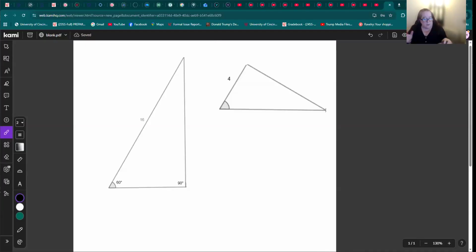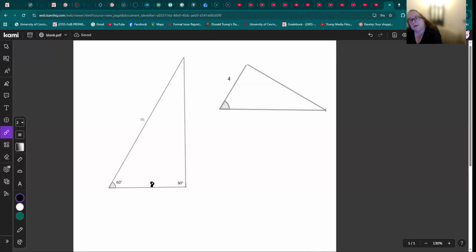Okay, so I have my 30, 60, 90 triangles moved over to where I can draw. We're going to start with what we know. So in the original one where I drew the bisector, I have my hypotenuse is 16, and we know that the short side, when I measured it, was going to be half of that, so this is 8.